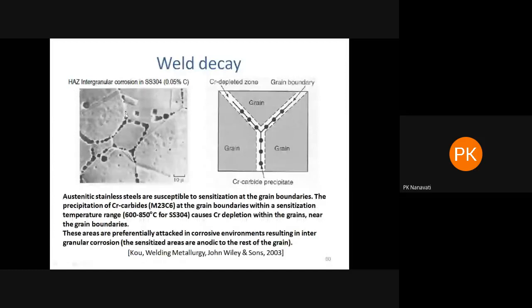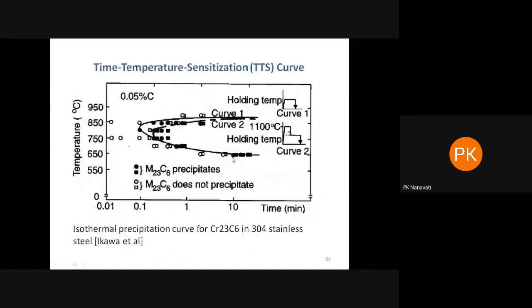So this is a picture of heat affected zone IGC attack, intergranular corrosion attack, in SS304 stainless steel, where the carbon is only 0.05 percent. Most of the time carbon is maintained below 0.03, so that carbon will not be available and the problem will not be there, right? Only if carbon is available can it combine with chromium. And it happens mostly in this temperature range. Technically 480 to 870 degrees Celsius is the temperature in which sensitization will happen. So this is the sensitization curve.